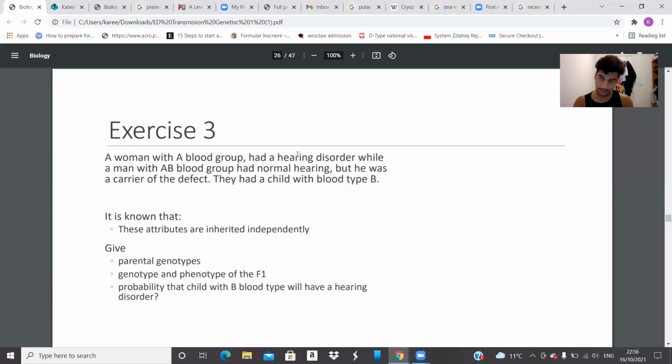We know that when we're crossing, let's say, hearing is H. The man is heterozygous, so it's going to be big H, small h, and the woman is homozygous recessive because she suffers from the disease. So the cross is going to be as following. Mine is heterozygous. So you will get a 50% chance that the child will have normal hearing and a 50% chance that he will have affected hearing. If that makes sense.